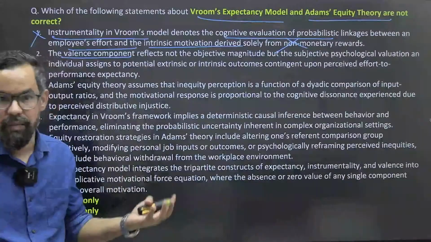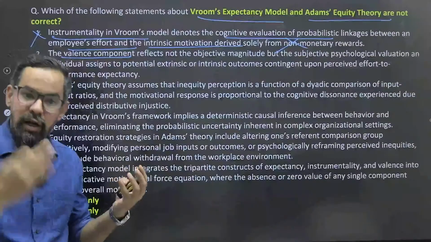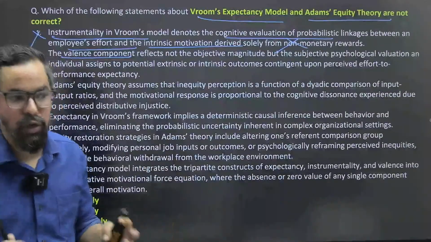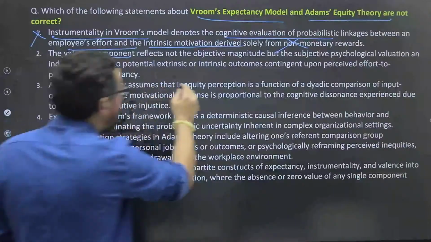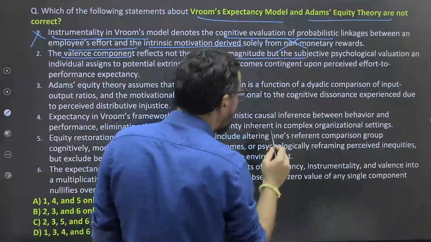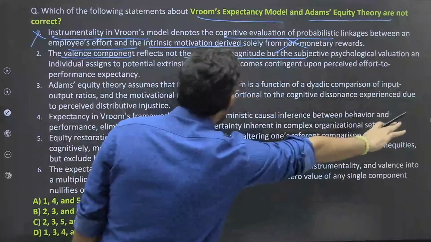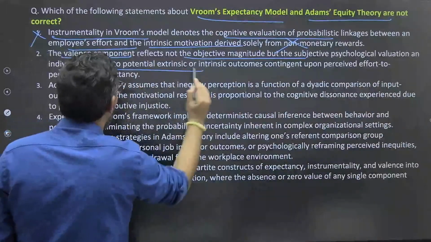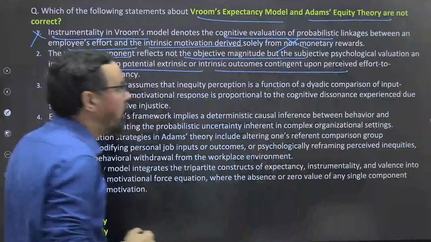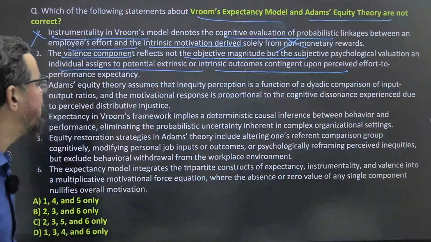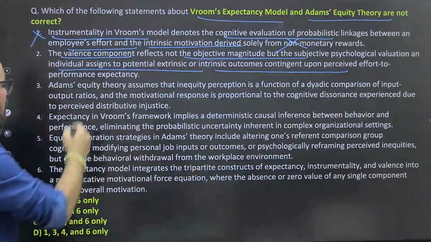If we are getting rewards, we'll get motivated, but if we are getting under rewards, then we'll get demotivated. We won't participate in the activities. Okay? So valence reflects not the objective magnitude but the subjective psychological valuation individuals assign to potential extrinsic or intrinsic outcomes, contingent upon perceived effort to performance expectancy.